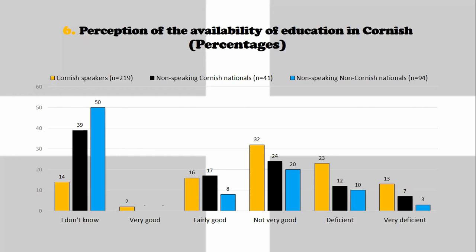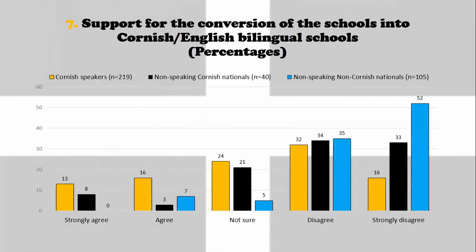Now, when participants were offered some concrete possibilities on how the authorities could introduce Cornish in education and how, therefore, the availability to learn the language could be better, the results may be a little bit contradictory. You see here, the first proposal was to transform the regular schools into bilingual schools, Cornish English bilingual schools. If you see, even most of the Cornish speakers did not agree to that. Very few Cornish nationals and even fewer non-Cornish nationals.